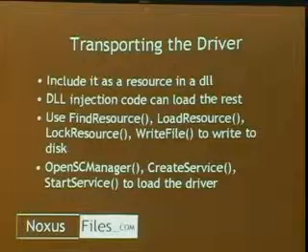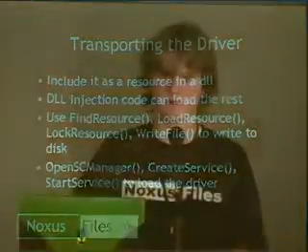load this driver via a standard method via the SCM, the System Control Manager. So this is not the most stealthy method of loading a possibly malicious driver. This is mainly proof of concept that in fact you can do this. So that's kind of what I did here. I took a little bit of an easy way out on this.